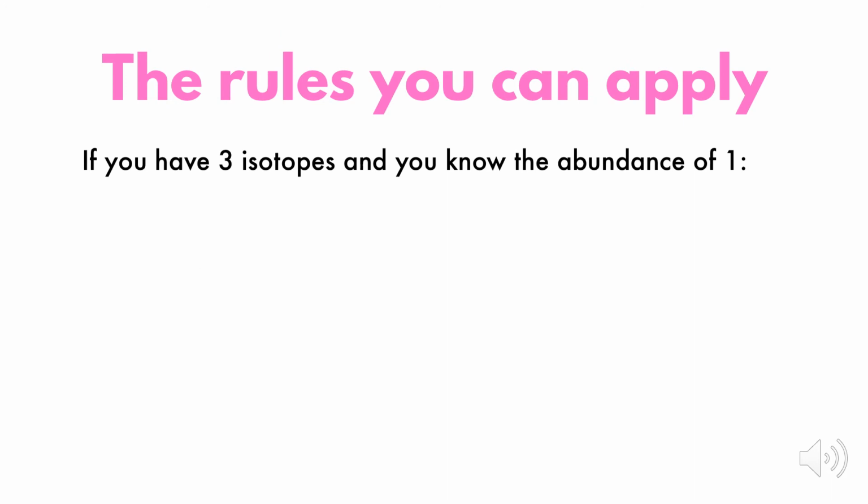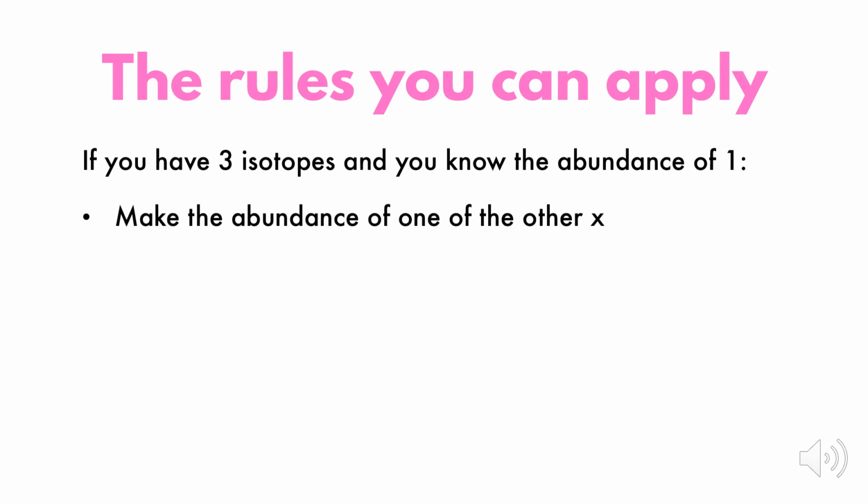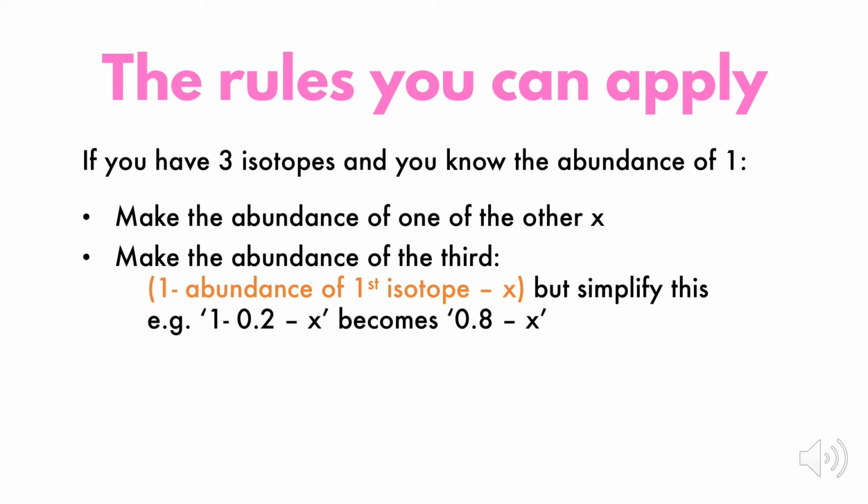Okay, let's think about what we've just been doing then, and let's see if we can add a rule that will help us out with this in future. So if you have 3 isotopes and you know the abundance of one of them, you need to decide how you're going to represent the abundance of the other 2. For one of the others, make it x. For the third isotope, you can do 1 minus the abundance of the first isotope minus x, but remember to simplify this. So for example, we had 1 minus 0.2 minus x, which we simplified to 0.8 minus x.